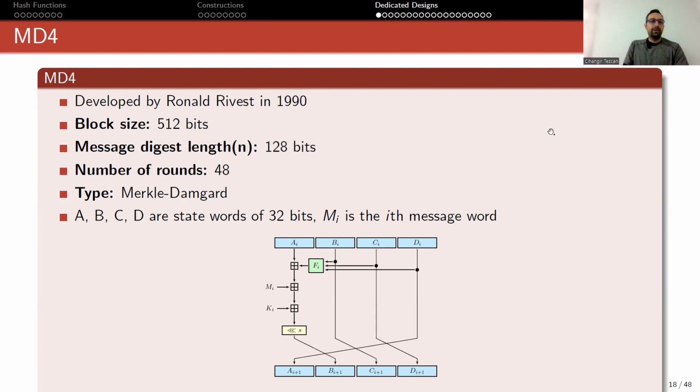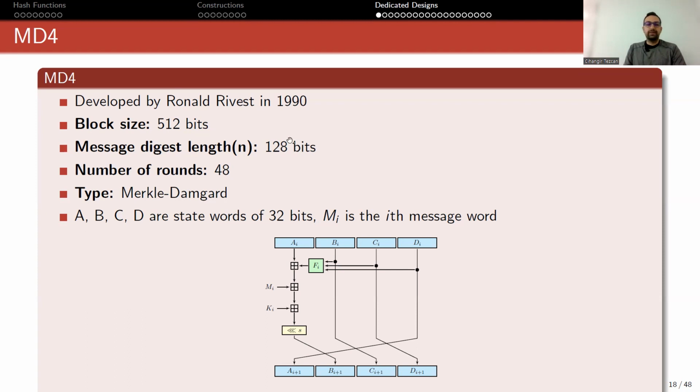So MD4 was developed by Ronald Rivest in 1990, so it's a very old algorithm. As far as I know, it was kept secret and reverse engineered at some point. Block size is 512 bits. As you can see, compared to our block ciphers, these have larger block sizes. Message digest length is 128 bits.